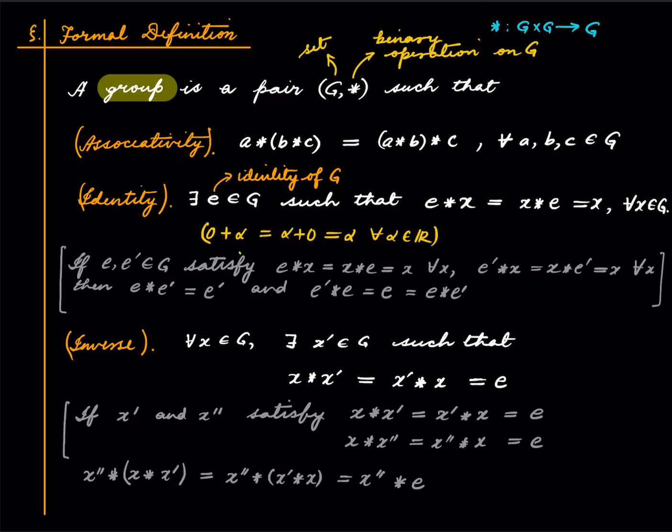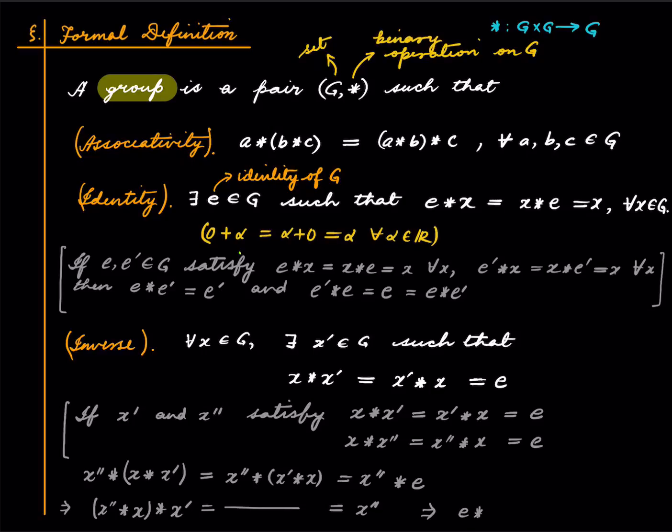And now we'll use associativity. So what we get is x double prime star, and the second one I don't think we need to use. So this is equal to x double prime, because x double prime star e is just x double prime. E is the identity, so the above thing is just the below thing. Okay, and what is that? This thing is e because of that equation.